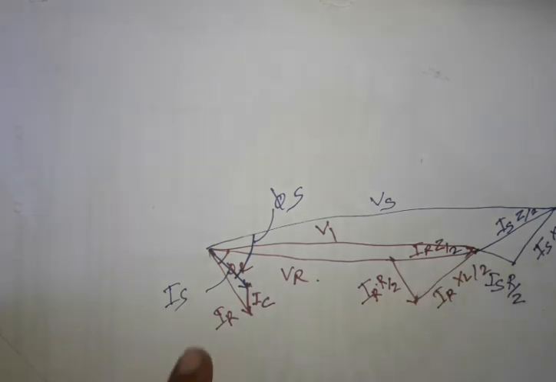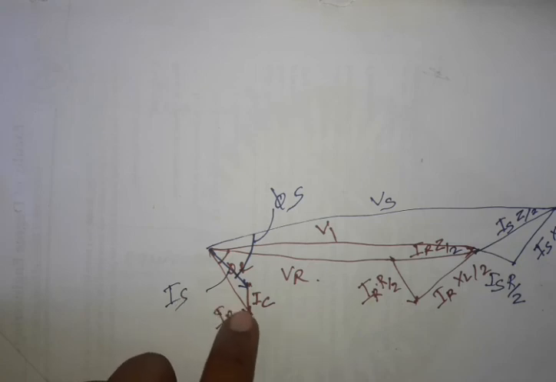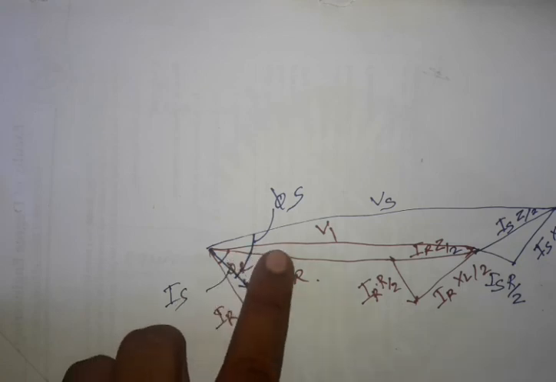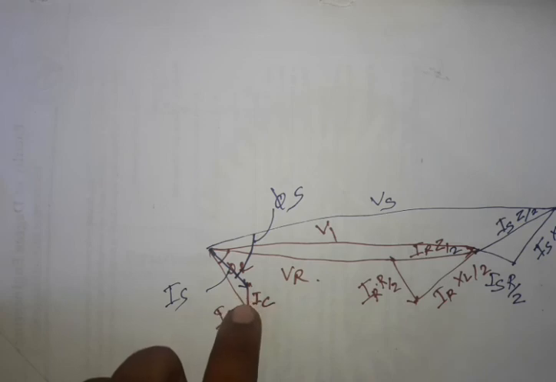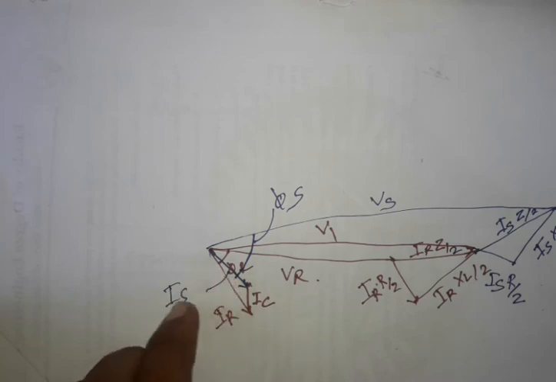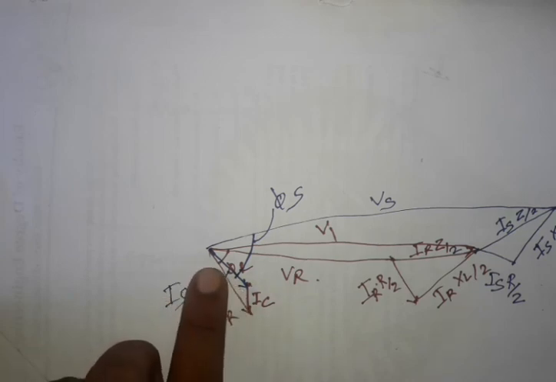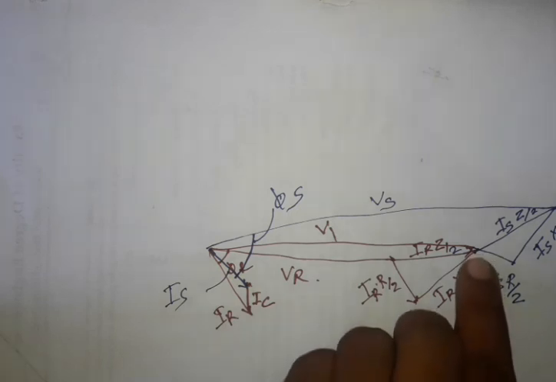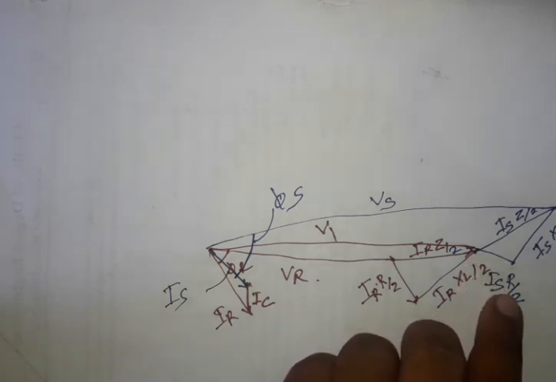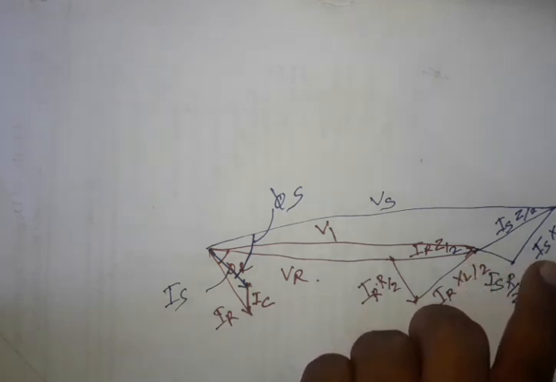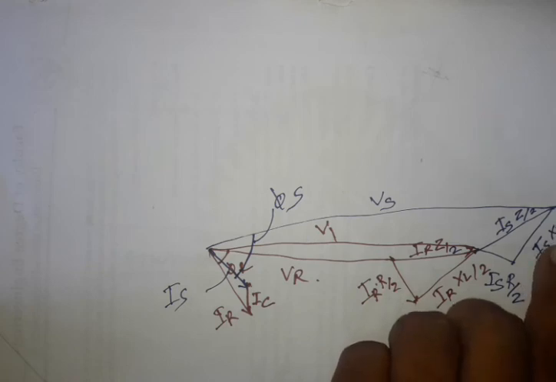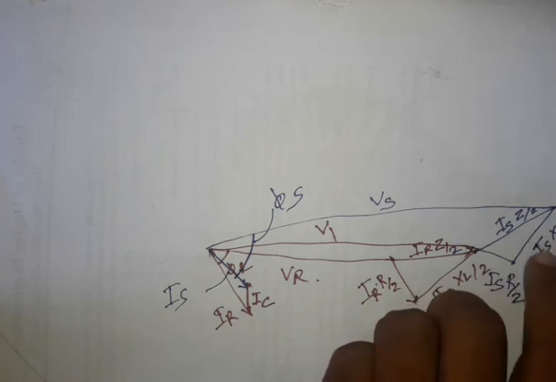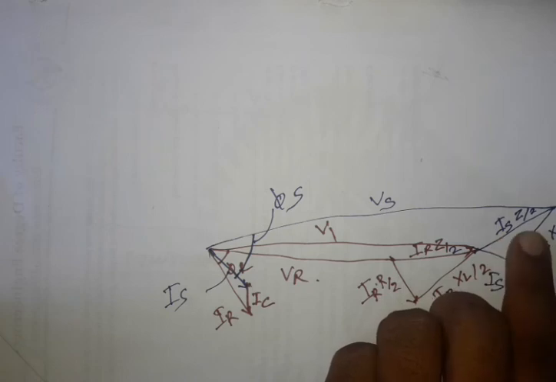Now we find the sending end current. For this we draw the line IC, which is at 90 degrees to our V1. IC and IR resultant is the current IS, so we draw the IS line here. Parallel to IS we draw the IS into R by 2 drop, and at 90 degrees to IS we draw the IS into XL by 2 drop. The resultant of both lines is IS into Z by 2.